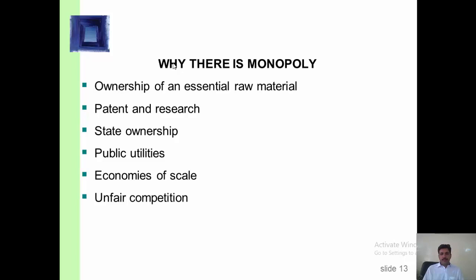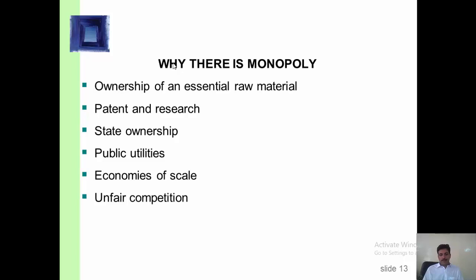For example, for a long period of time in South Africa, De Beers, the diamond company, owned all reservoirs of the diamonds and had a monopoly over the diamond market in South Africa. In Pakistan, the uranium reservoirs and other materials used in the production of nuclear energy are owned by the Pakistan Atomic Energy Commission. So, PAEC has complete monopoly over the nuclear products.